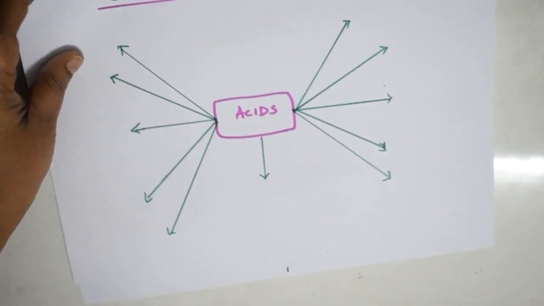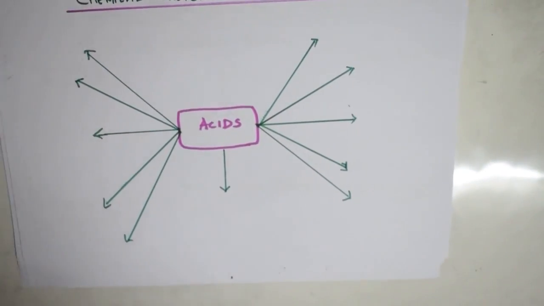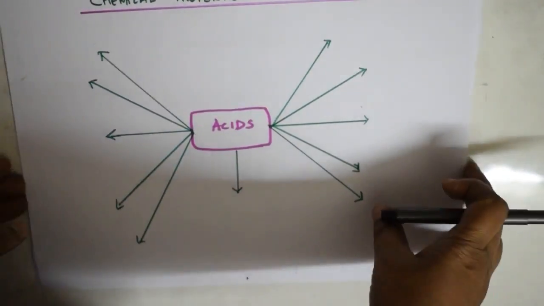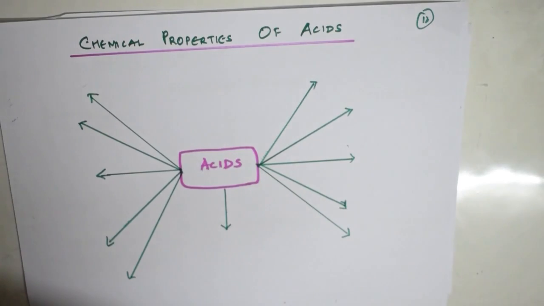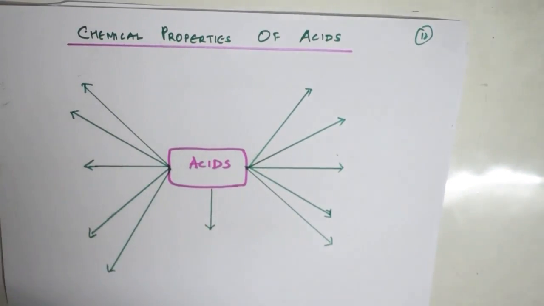Just see, very easy. Right, now let us come and do the chemical properties of acids. Here acids, as we said, we are going to learn in the form of a mind map. Right, so here in acids, remember, let me take my page straight. Okay, done.